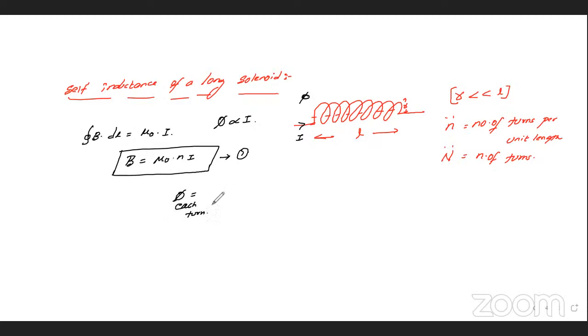Flux phi for each turn. When we are discussing each turn, we know that flux phi is equal to B into area, which is equal to B, which we already know is mu naught n I into area. I'll take this as the second relation.